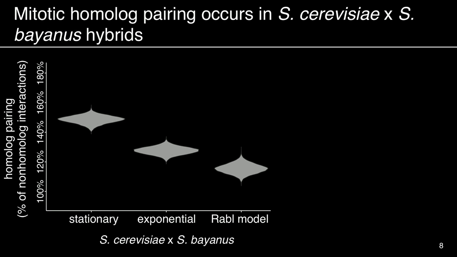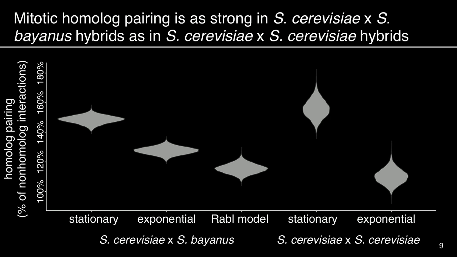We hypothesized that this homolog pairing might be stronger in hybrids where the two homologs are more similar, such as cerevisiae hybrids. But surprisingly, we found that the homolog pairing seems to be as strong in the cerevisiae bayanus hybrids as in the cerevisiae hybrids. In both cases, though, we see that it's stronger in stationary phase, which is consistent with previous findings that any sort of pairing seems to be weaker or abolished in S phase.